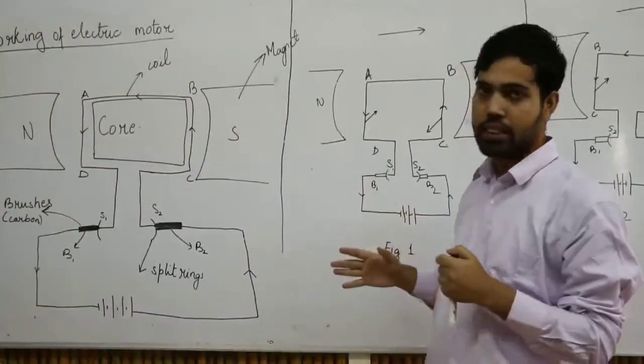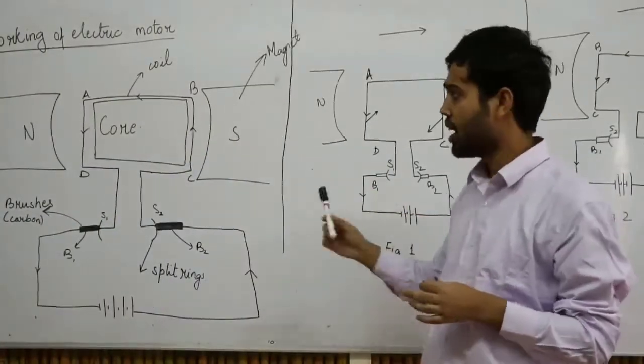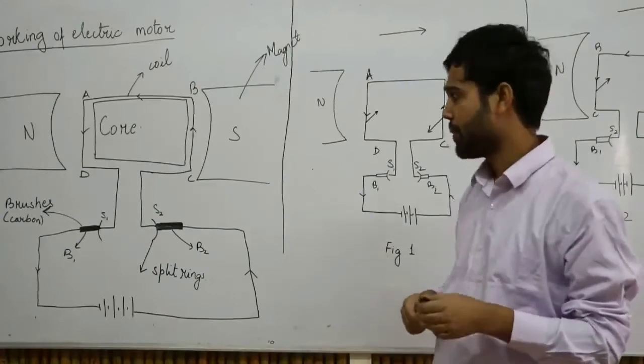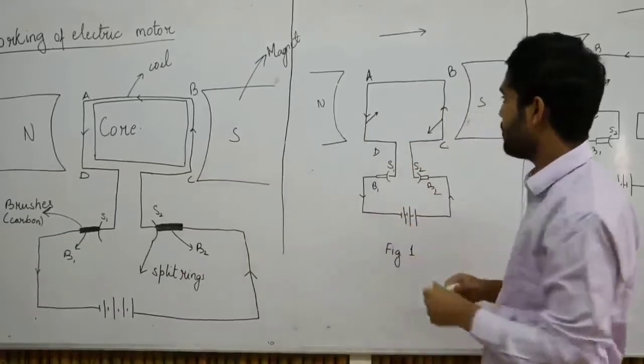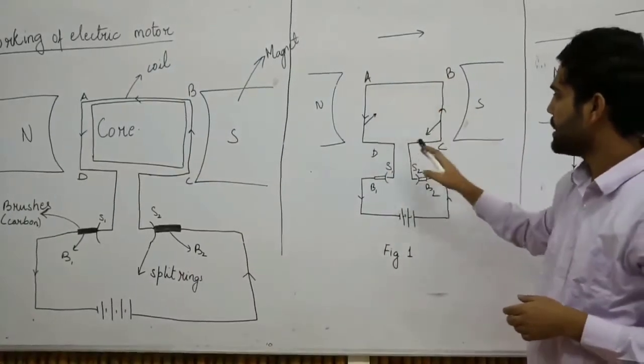Okay, so we have looked at the construction of an electric motor. So now we'll be looking at how it works. Now I have this construction. I'm just bringing this in here. So I have a coil A, B, C, D.